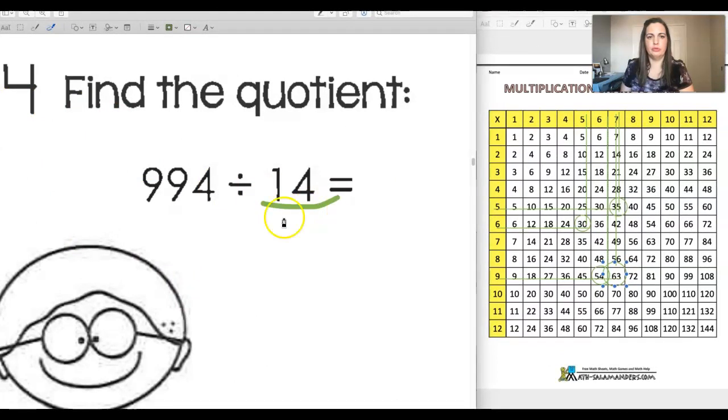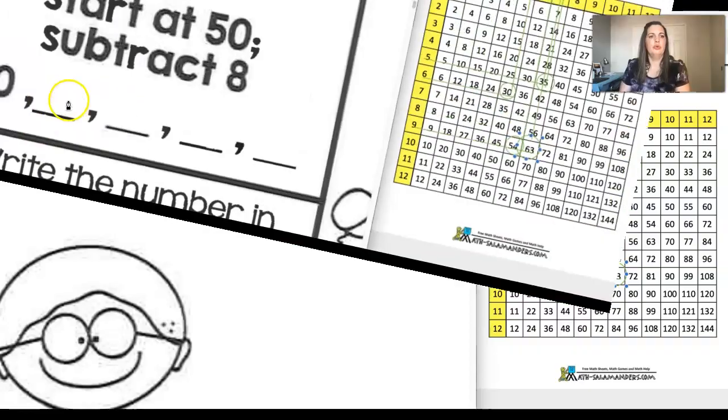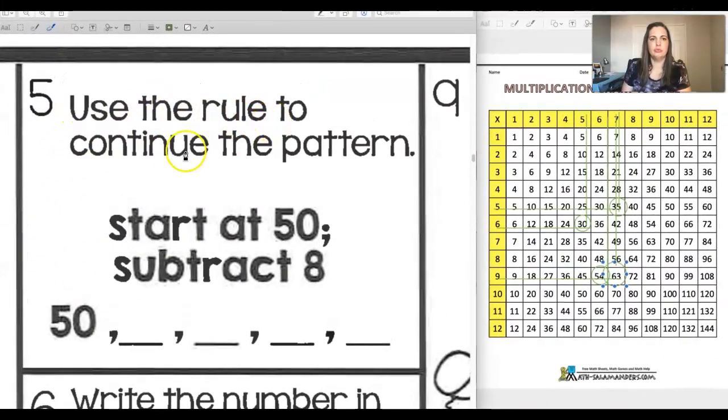Remember, we're not going to work with 2-digit divisors yet, so you can go ahead and skip that. Question 5, use the rule to continue the pattern. So down here I can see that I'm going to have a pattern. This is your rule right here. Start at 50. They already did that for you. Subtract 8. So I'm going to say 50, subtract 8.